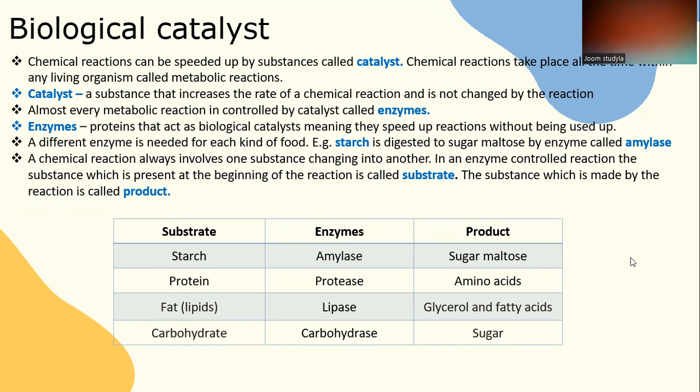So a chemical reaction always involves one substance changing into another. In any enzyme-controlled reaction, the substance which is present at the beginning of the reaction is called the substrate. And the substance which is made by the reaction is called the product.